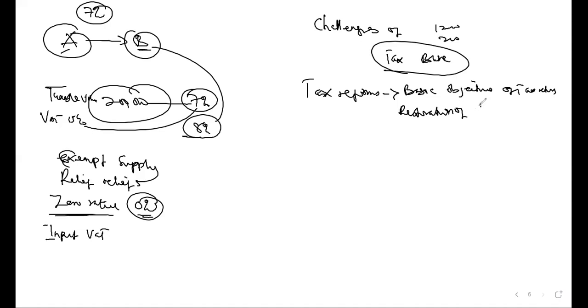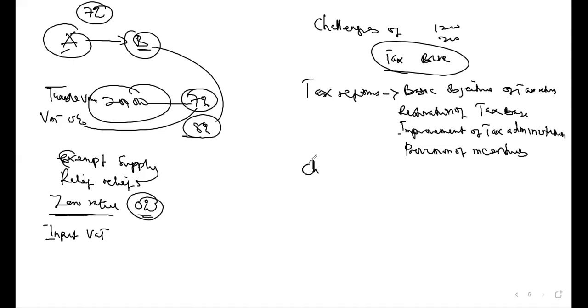Then restoration of the tax base. Then it could be improvement of tax administration. The way the tax administration is currently, maybe we want some form of improvement in how we administer our tax practices. So you do reform to improve the tax administration, or provision of incentives to the taxpayers.